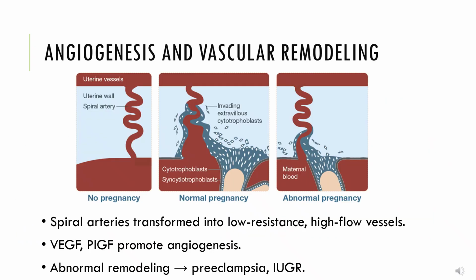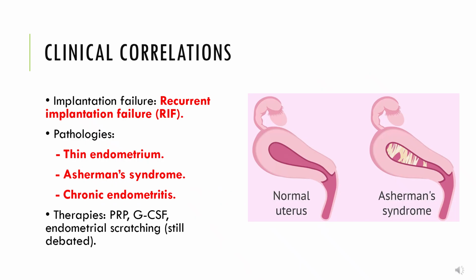An important part of implantation is the transformation of the maternal spiral arteries. They are converted into wide, low-resistance vessels that can provide a large amount of blood flow to the developing placenta. This remodeling is driven by signals such as vascular endothelial growth factor and placental growth factor, which promote new blood vessel formation. If this process goes wrong, it can lead to serious pregnancy complications such as preeclampsia and growth restriction in the baby. When implantation does not occur successfully, we call it implantation failure.